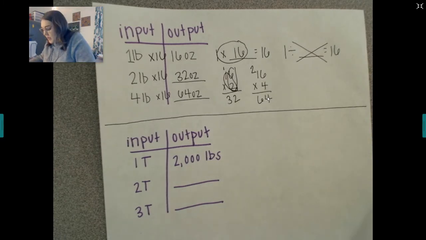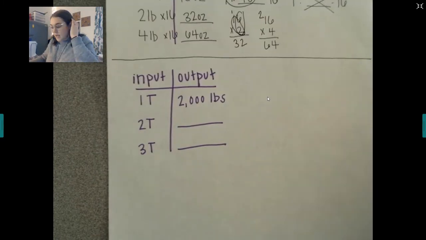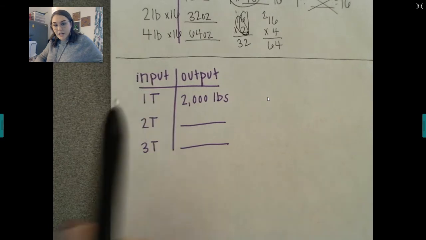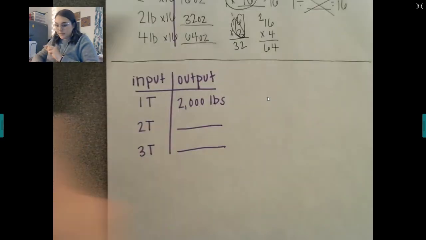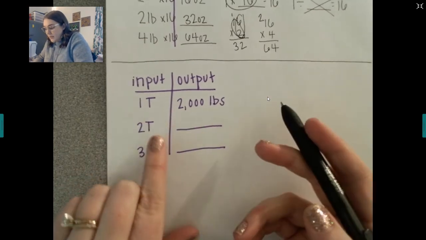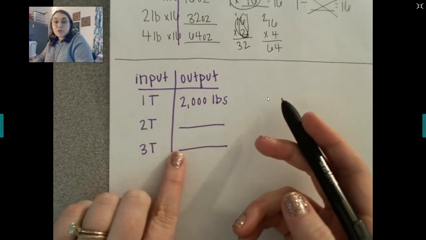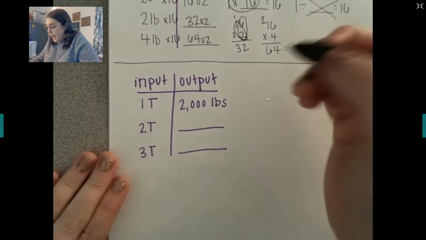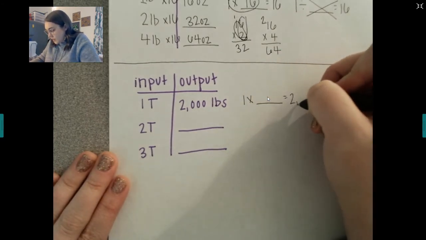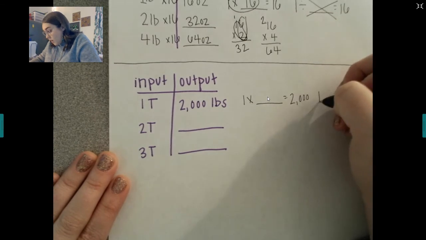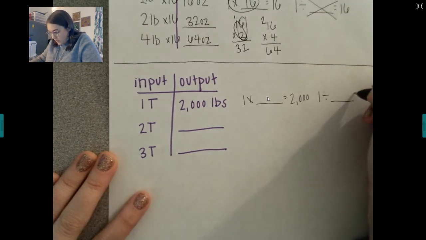All right, good. Okay, so now let's move on to this one. If 1 ton, and again, I got this off of our chart, 1 ton equals 2,000 pounds. How much is 2 tons and how much is 3 tons? So I'm thinking to myself, 1 times what equals 2,000? Or 1 divided by what equals 2,000?